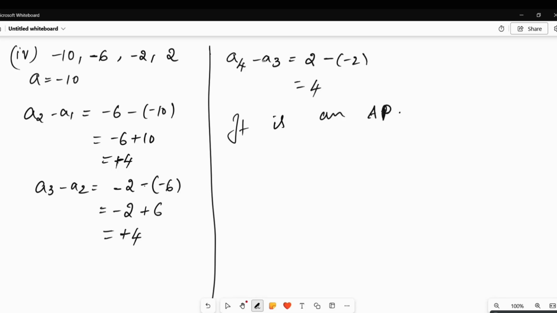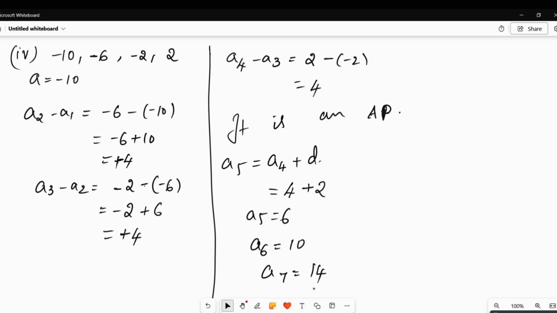It is an AP. So what will you get here? The other terms. The fifth term will be A4 plus D. D is 4, A4 is 2. So A5 is 6. A6 is 10. A7 is 14.